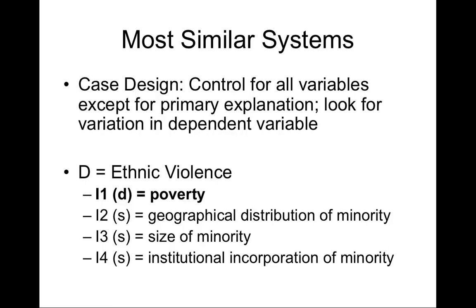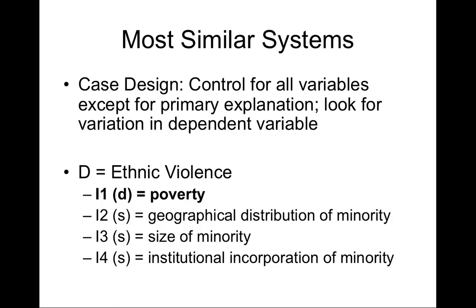So now let's do a most similar systems design. Again, our research question, our dependent variable, is ethnic violence. What accounts for ethnic violence? We've come up with some theoretical answers. The thing that we think is really driving it is poverty, but then there are these other variables: geographical distribution of the minority, size of the minority, institutional incorporation of the minority.